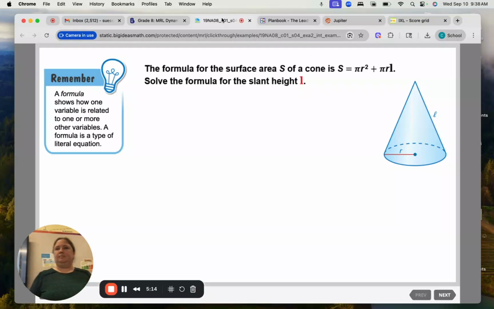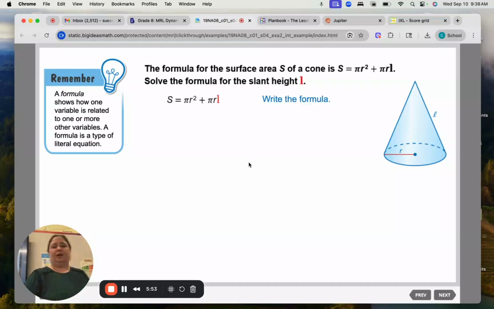Ready? Example 2? Okay. So the formula of the surface area of a cone is this formula. S equals pi r squared plus pi r L. Okay? We're solving the formula for L. So this is an example of how you're going to have formulas with a bunch of letters in it. You're not actually going to solve it down to a number. You're just rearranging the letters. So be patient with yourself and don't rush. You can do it. So let's do this together. So write your equation.